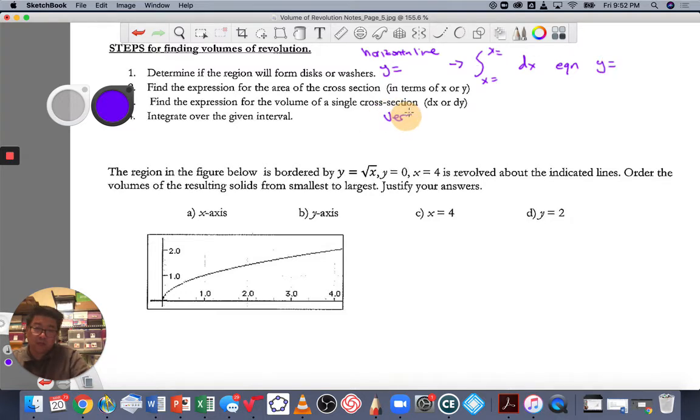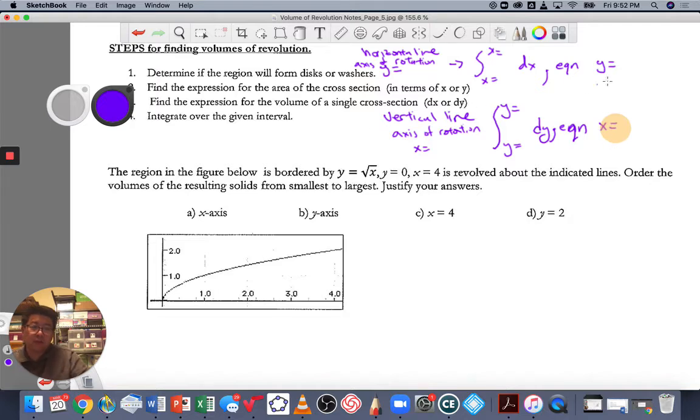If it's a vertical line, your axis of rotation is x equals. Whereas over here for the horizontal line, your axis of rotation is y equals. So for a vertical line, axis of rotation is x equals. So that tells you then your integral is going to be y equals, and it'll be dy. The equations are going to be x equals.